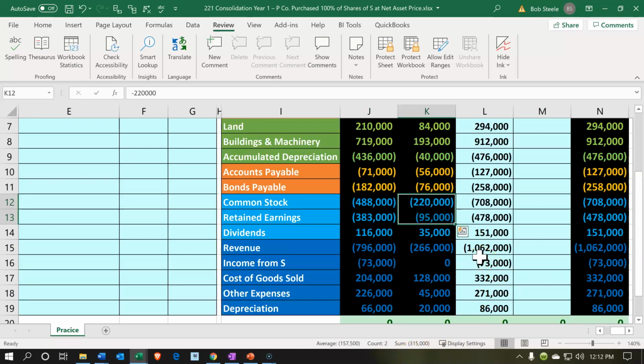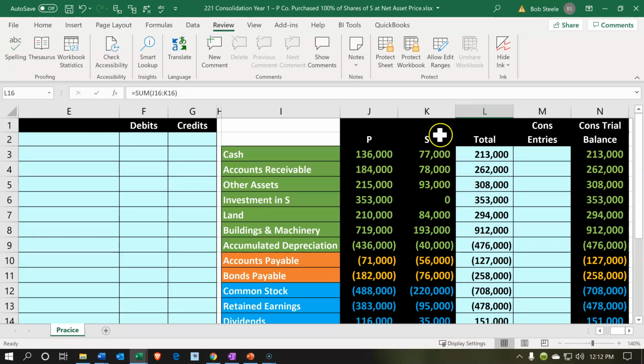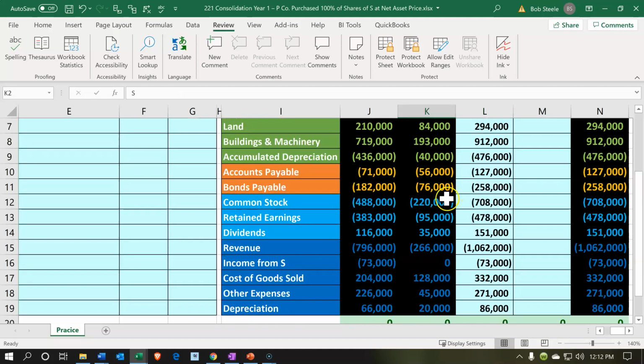Also note that in S's books, the common stock and the retained earnings add up to the 315, because that's before everything rolled in, before we issued dividends and before we had the income roll into it.